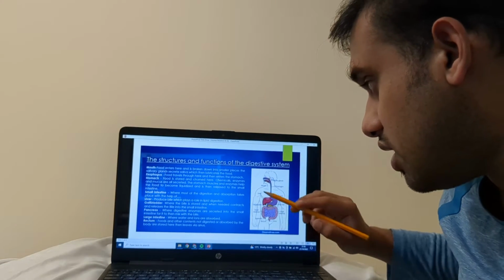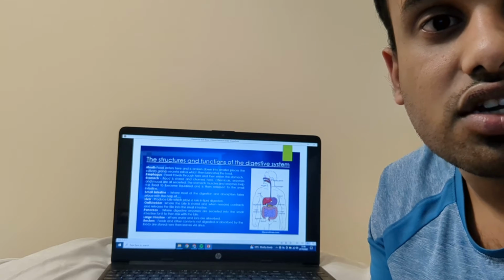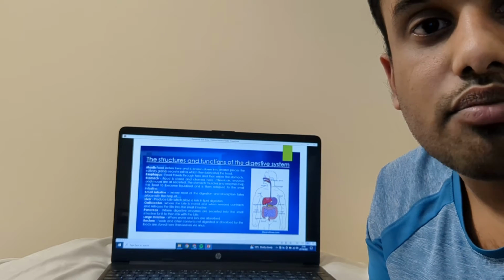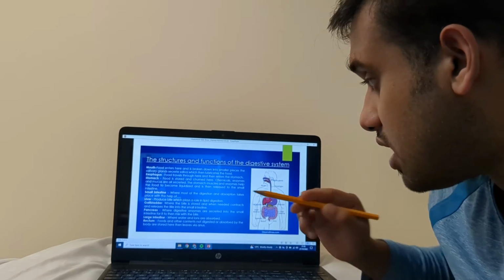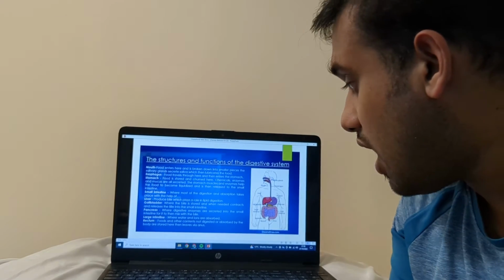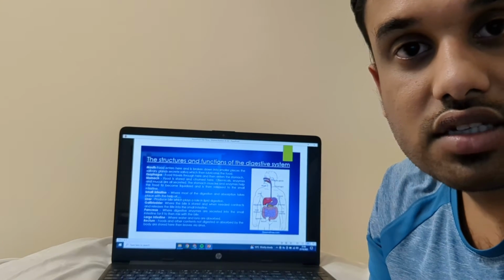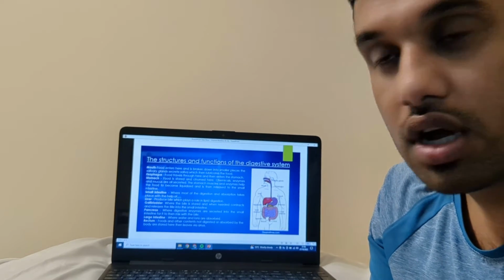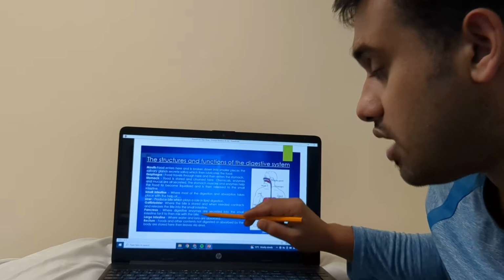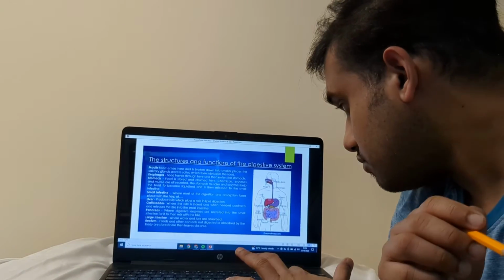And the last one is the pancreas, where the digestive enzymes are secreted into the small intestine and then mix with the bile. After that, it reaches the large intestine where the water and the ions are absorbed. From there, the undigested and unabsorbed food moves to the rectum, and then it leaves our body via the anus.